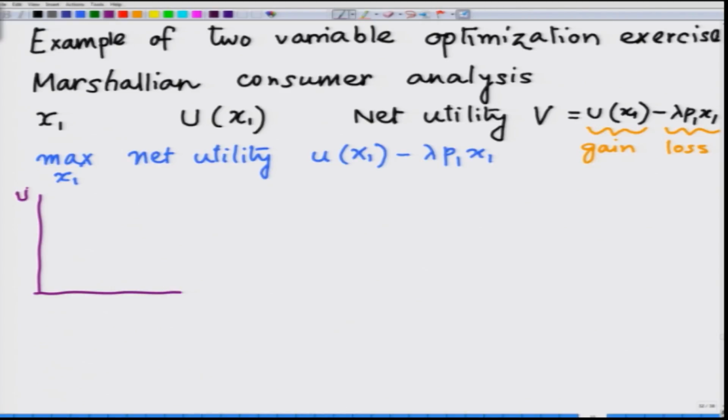I am plotting U along the vertical axis and quantities or units consumed of commodity 1 along the horizontal axis. Now utility is a concave to origin function because of the law of diminishing marginal utility, and let us see how the consumer actually optimizes in this given setup. As the consumer consumes 0 units, of course there is no loss, but as the consumer starts consuming positive units, the positive units will be multiplied by the price of the unit and the marginal utility of money. And of course, this lambda p1 that you see here will be a constant. So we are talking about basically a positively sloping, upward sloping straight line.